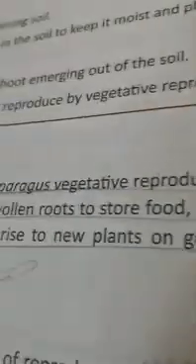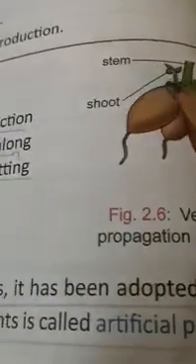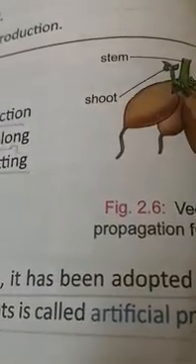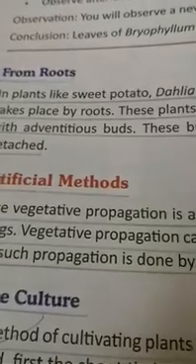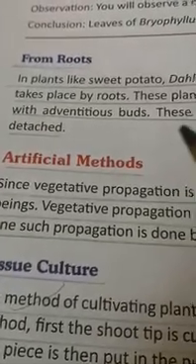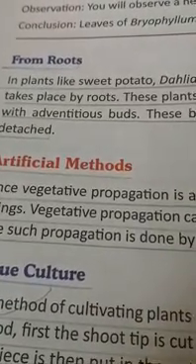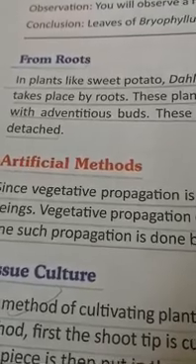So in this way we find that from the leaves, buds, and from the buds, adventitious buds on the roots, we can grow new plants. So this is vegetative propagation. This takes place in nature, so it is called natural methods of vegetative propagation. We have seen 4 methods.